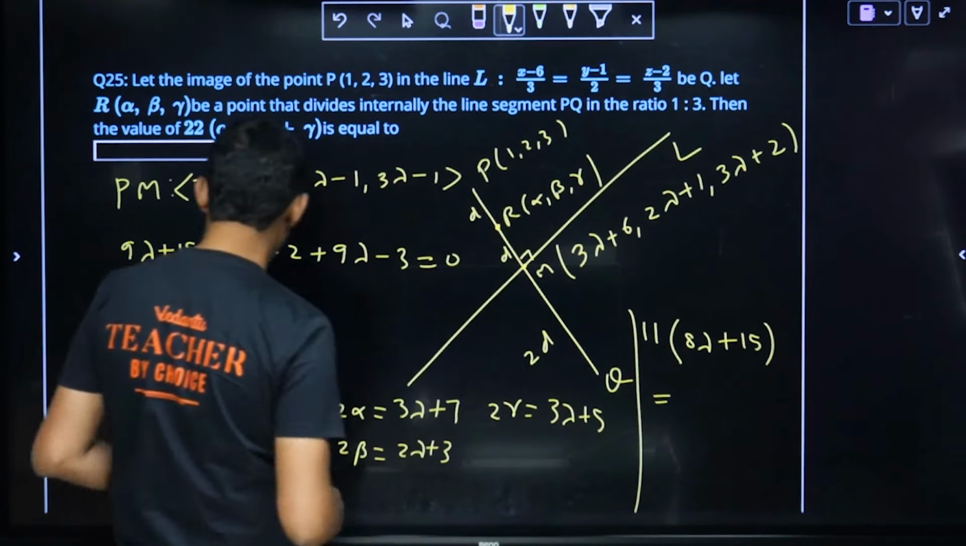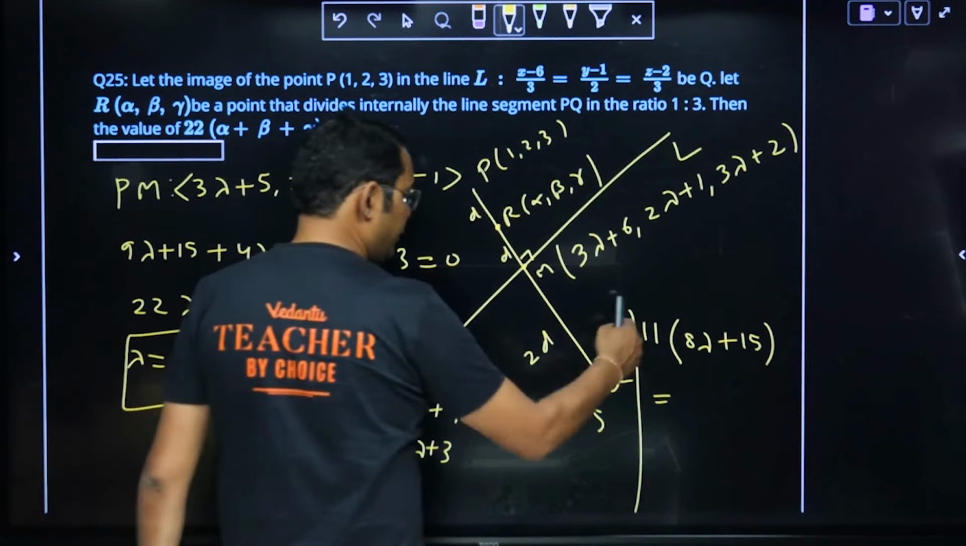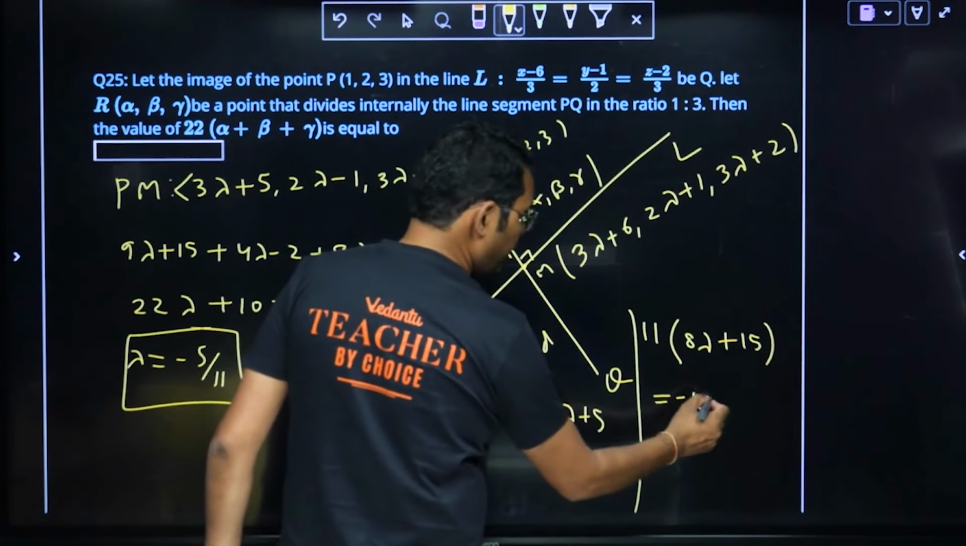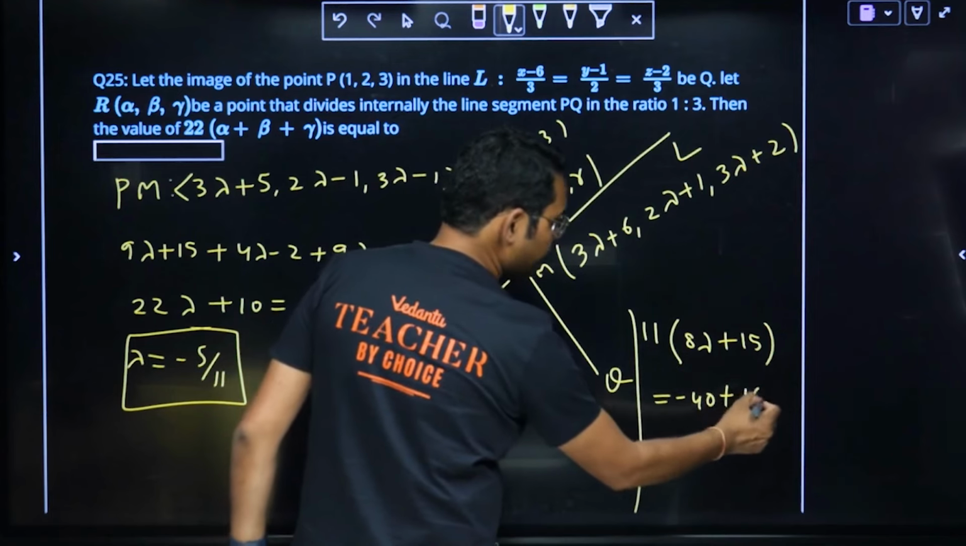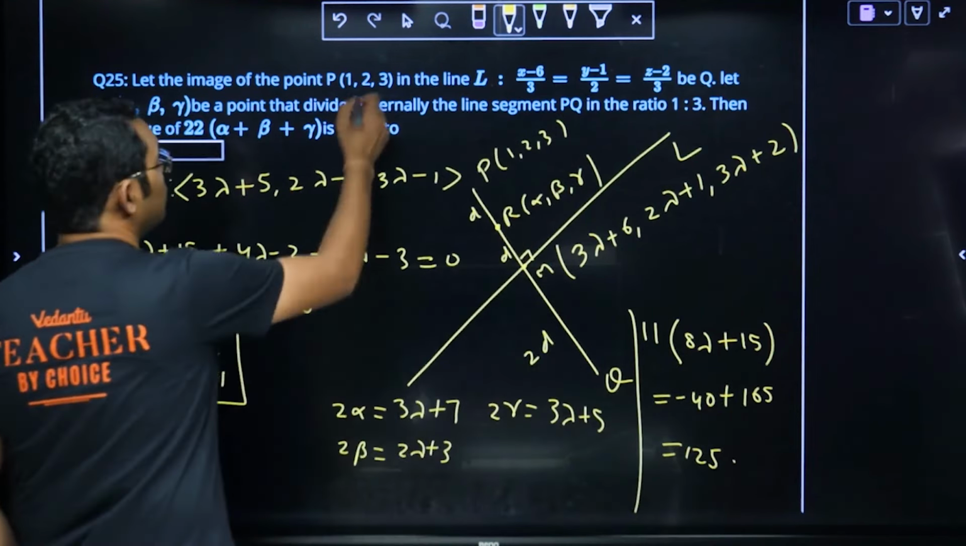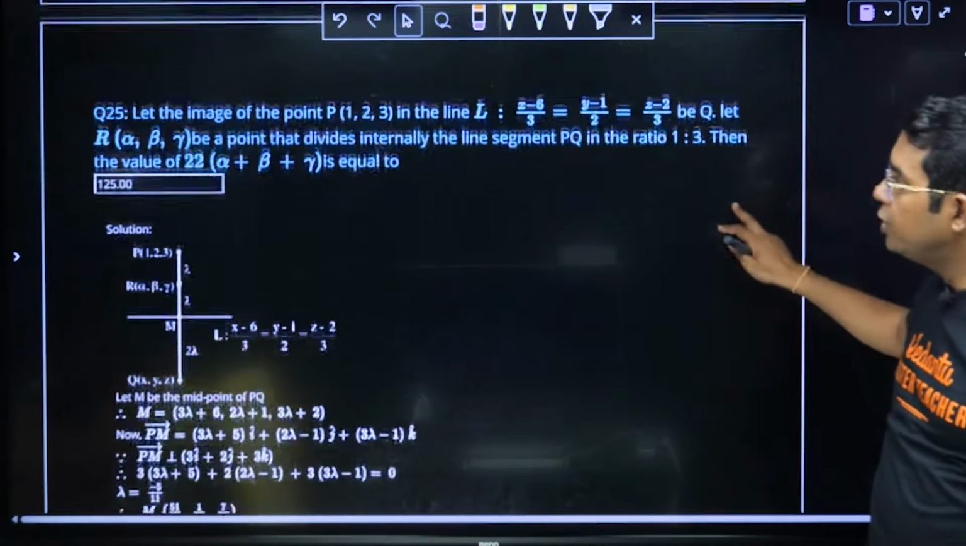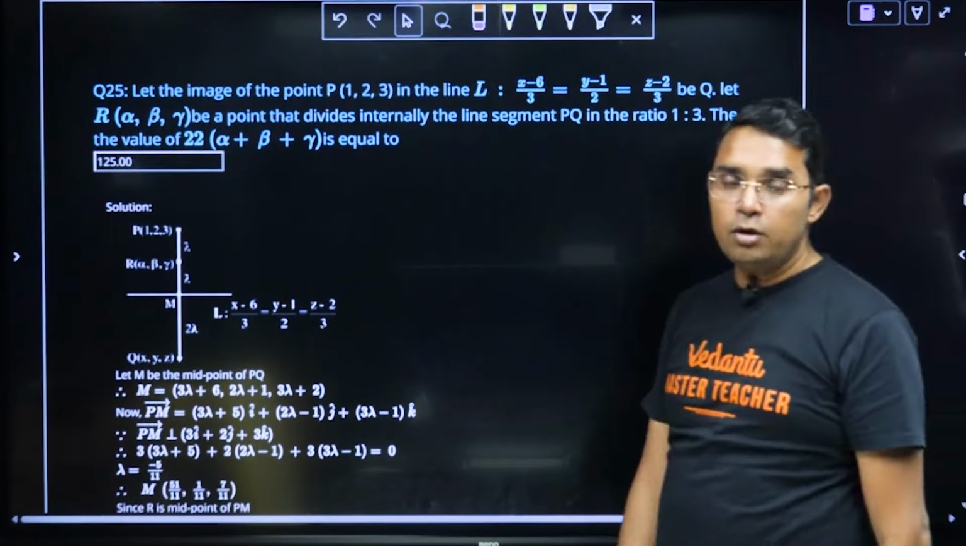Okay, so lambda is minus 5 upon 11. If I put it here, 11 will get cancelled. So minus 40 here, plus 11 into 15, that is 165. So this will be 125. So the answer for this question has to be 125. I think that was the last question. Yeah, 125. So this completes the solutioning of this paper.